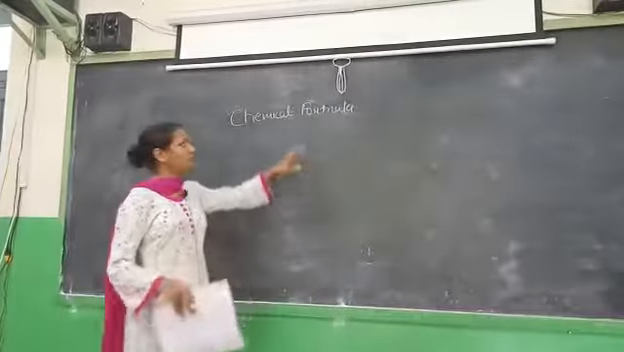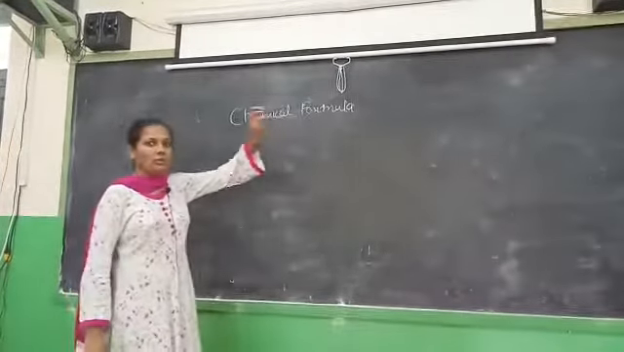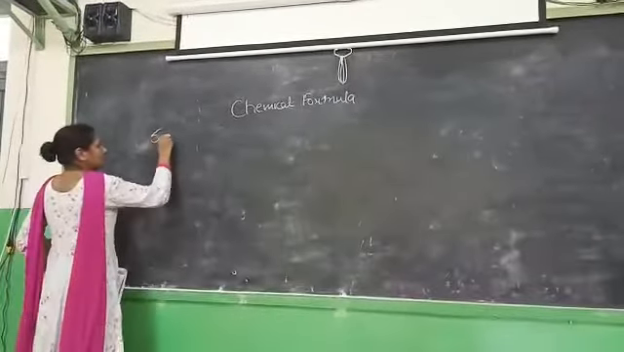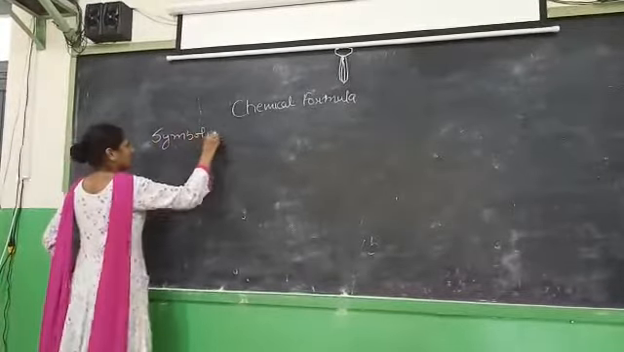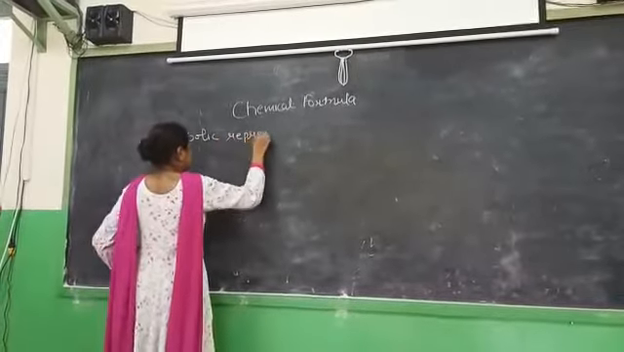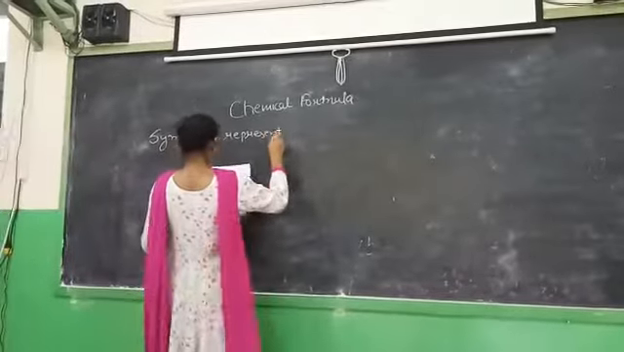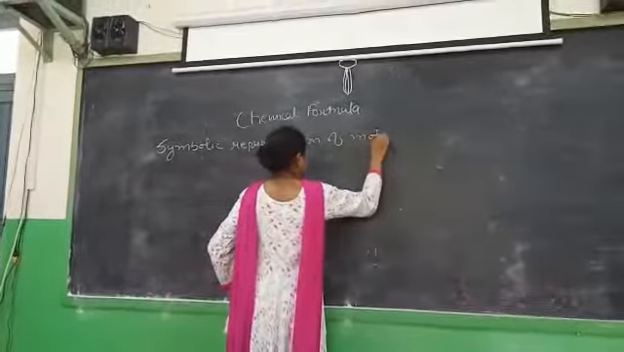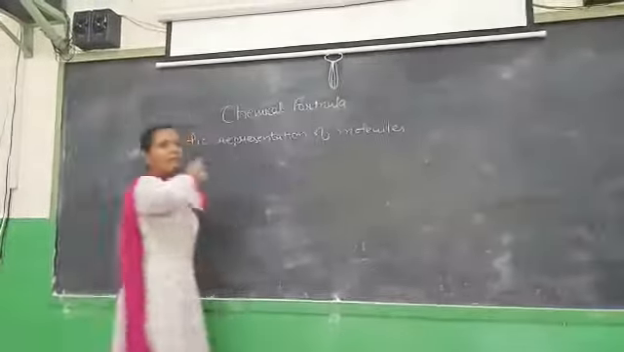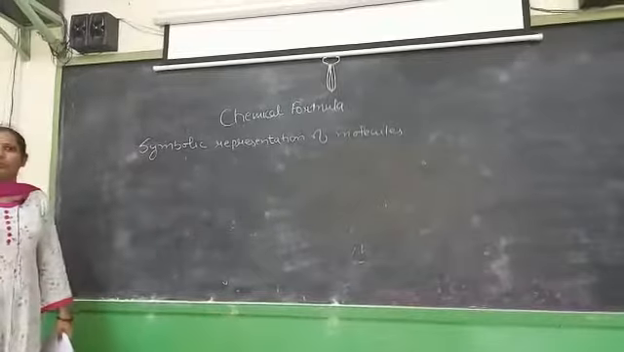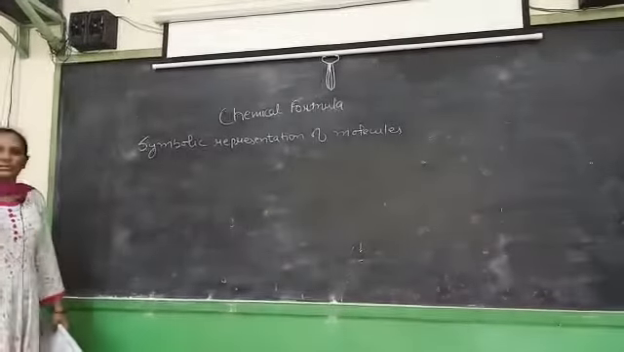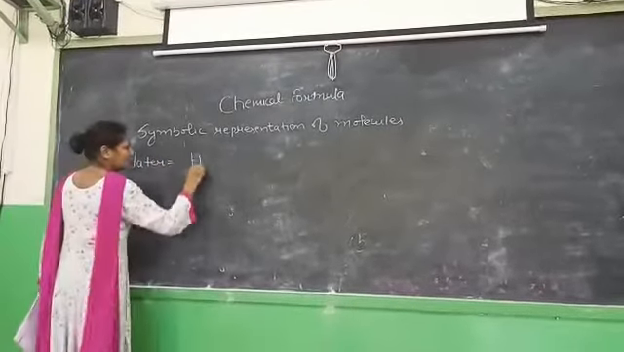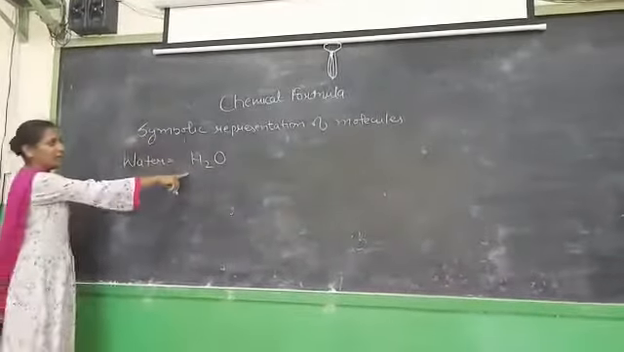So first thing we will discuss here is the chemical formula. I want to make it very clear to you that the chemical formula is the symbolic representation of molecules. Instead of writing the full name of a particular compound or a molecule, we write their symbols. For example, for water I am writing H2O. So this is the chemical formula of water.